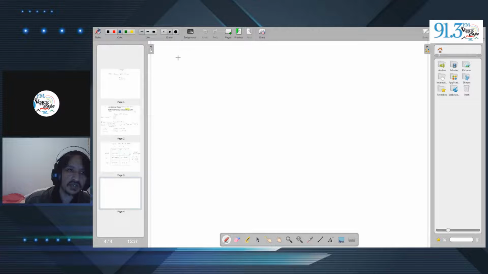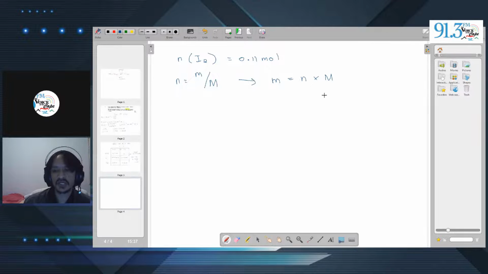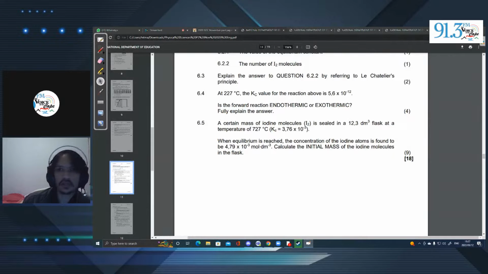So here we have discovered that the number of moles of the iodine gas, I2, was 0.11 mole initially. We know that n is equal to m over M, or mass over molar mass. Manipulate the equation, and we make it so that mass is equal to the number of moles times the molar mass. Now, what is the molar mass for iodine? Well, we just go to our periodic table.